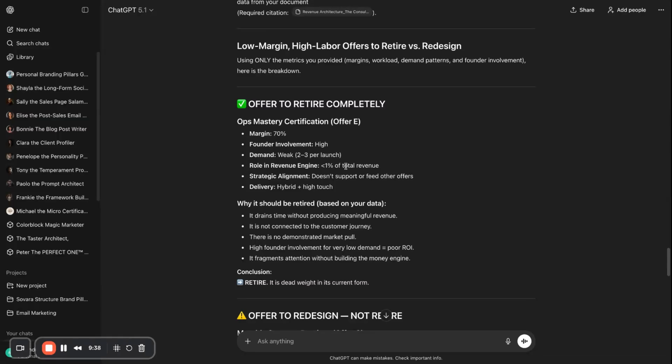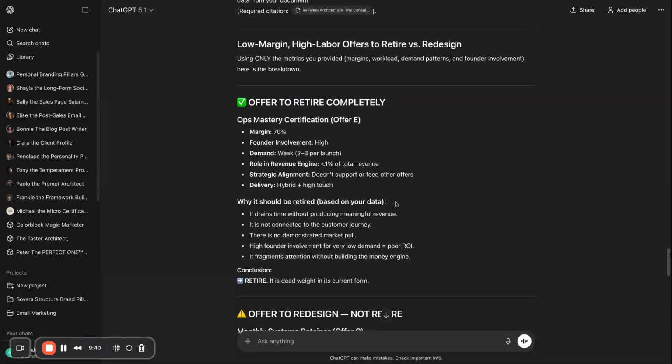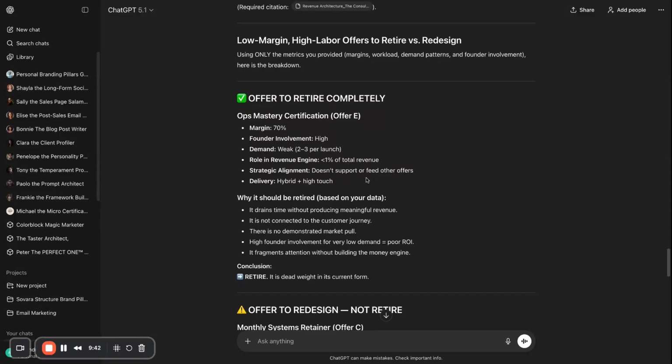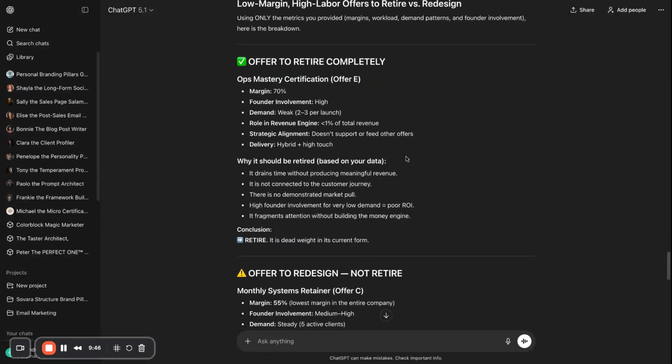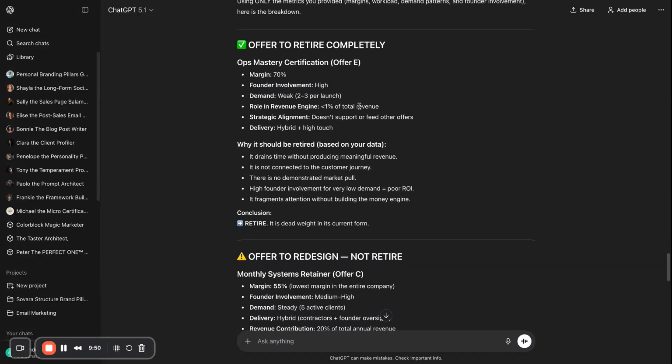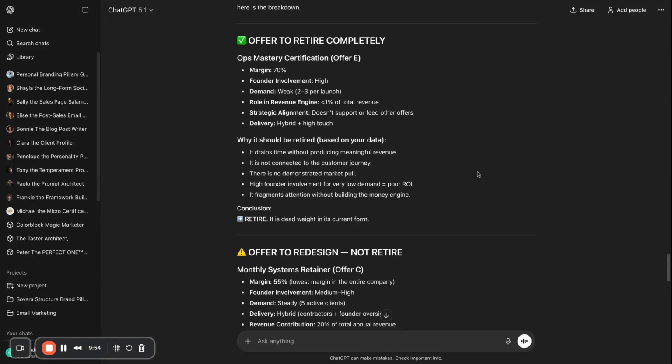It's only selling 2 to 3 per launch, so it's got weak demand. It's only a total of less than 1% of the revenue. It doesn't support or feed any of the other offers. It's hybrid, high touch. And so it's giving me a breakdown here of why we should get rid of this offer. Sometimes when you create an offer, you're so very close to it that you can't see that even though the offer is making you money, it's actually draining your profit.